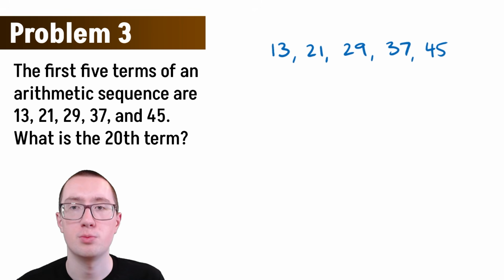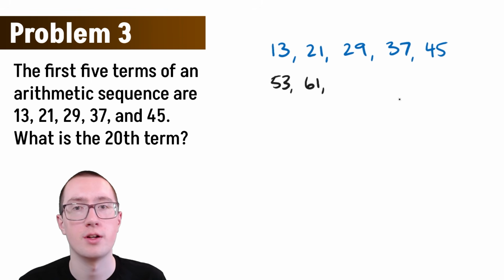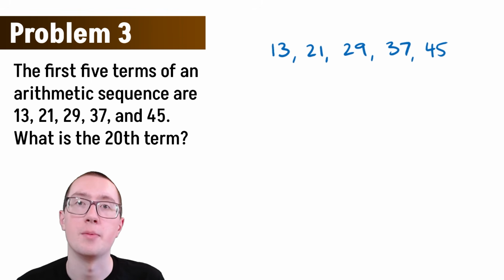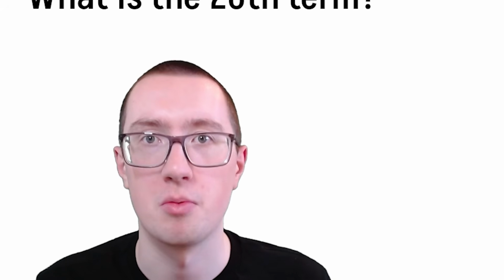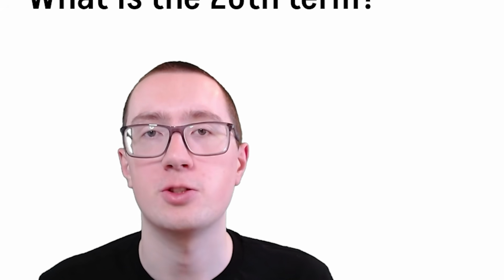Now, what you could do for this problem is just write out the numbers and continue the sequence until you get to the 20th one. Like you could go 53, 61, and so on. But that would take a long time. And remember that on the ACT, you have to be doing problems at about a problem per minute. So there is a faster way to do this.